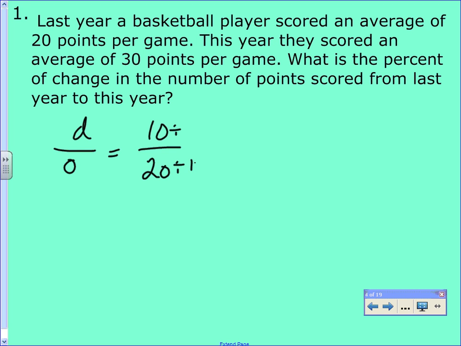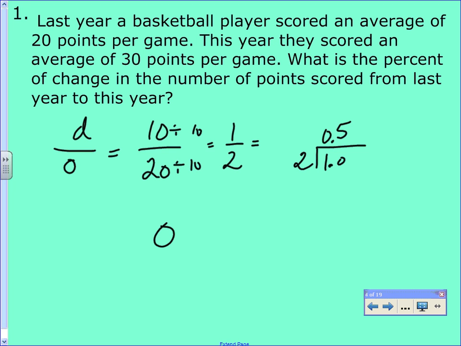Now I'm going to go ahead and simplify this fraction. And I get 1 over 2, which is a half. And then in order to turn it into a percent, I do bow tie. So the bottom goes out, the top goes in. 2 goes into 1 0 times. I add a decimal and a 0. 2 goes into 10 5 times. So 0.5, that's not my answer though, because that's still not a percent.